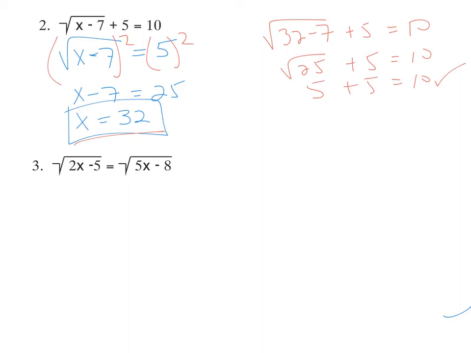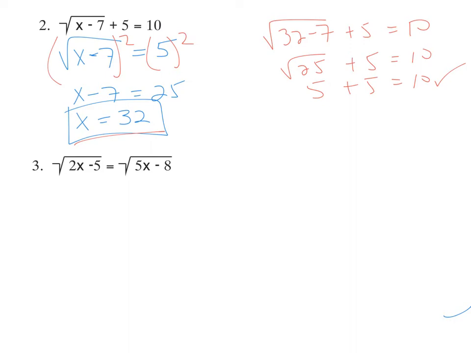This following example, I actually have the square root of 2x minus 5 equals the square root of 5x minus 8. If you remember, when you solve an equation, you're trying to find the value of x that makes this statement true. So I really just need the 2x minus 5 to equal the 5x minus 8, because then when I take the square root of each of those, I'm going to get the same thing.